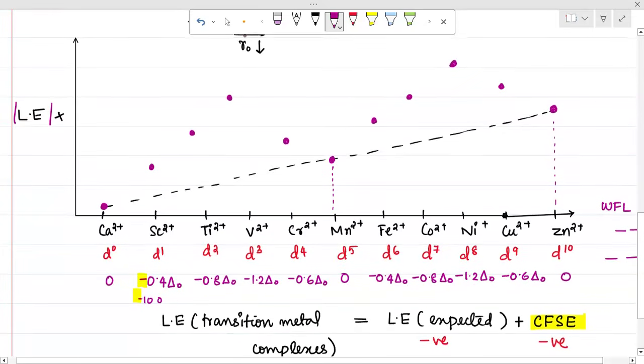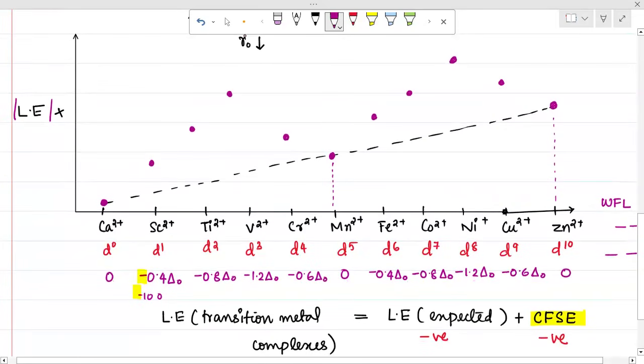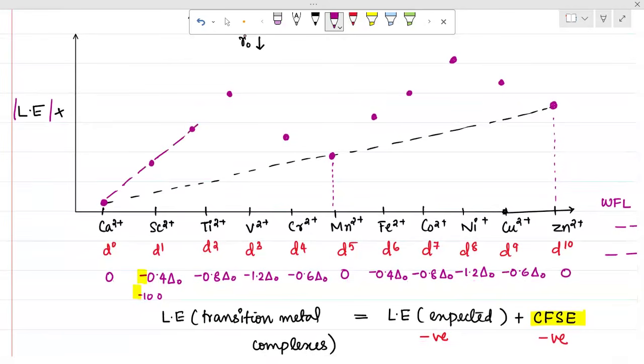So the actual trend is not the black dashed line. Instead, you get a line like this. Can you see the trend? This is the actual trend of lattice energy for the complexes of transition metals in +2 oxidation state with a weak field ligand, important, forming octahedral geometry.